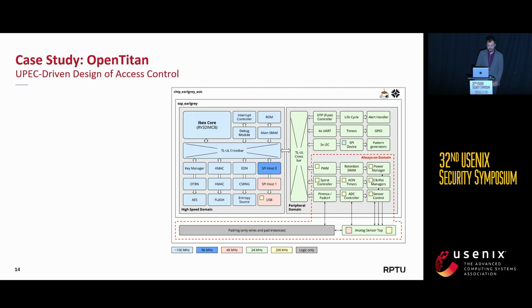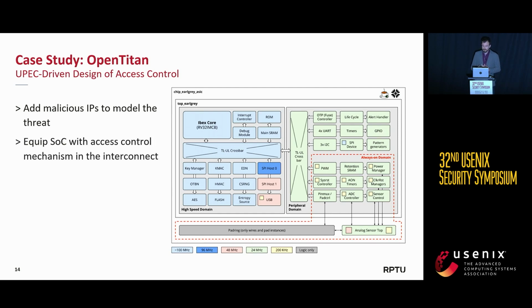We performed a case study on OpenTitan, an open source SoC, which is meant to be a root of trust. So it doesn't fully add to our threat model because all the IPs in OpenTitan are built in-house and extra care is taken about security, but it's open source, so we added some malicious IPs to model the threat. And we designed an access control mechanism ourselves to protect the rest of the circuit from these threats. And then we use the design flow and UPEC-OI to see whether our access control really does the trick.